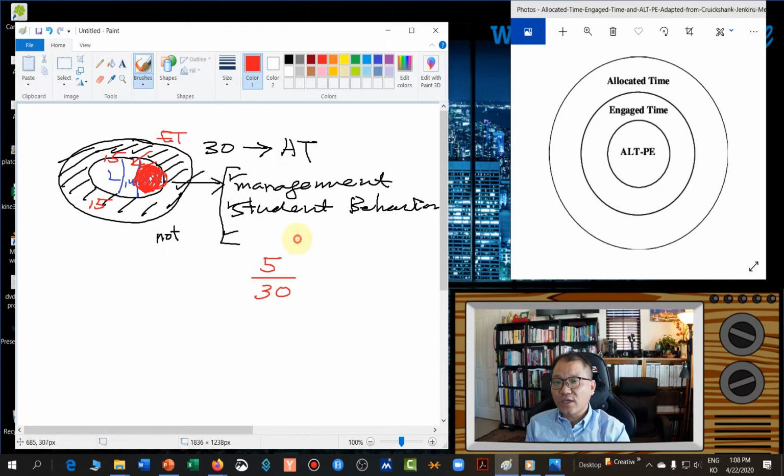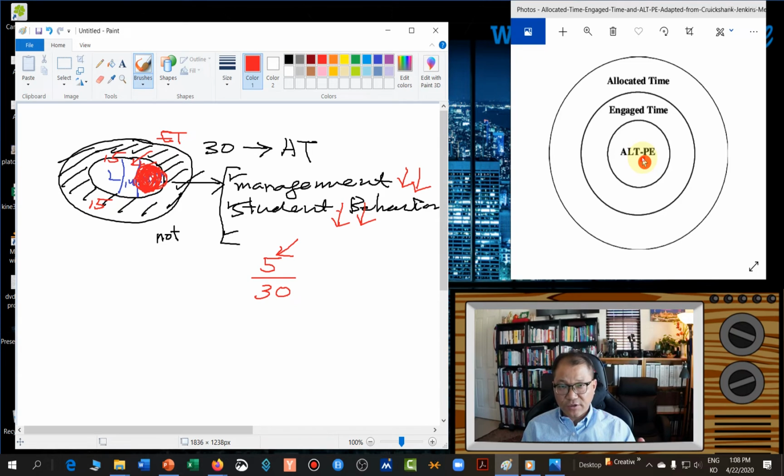So how can we improve our students' learning? Well, you need to reduce your management, and you need to have some pre-arranged classroom policies and rules. Then students will not show any misbehaviors or interruptions, right? So you can increase students' engaged time. The bigger this circle, the better for students' learning in terms of academic learning time. Okay, so this is a basic concept for academic learning time in physical education.